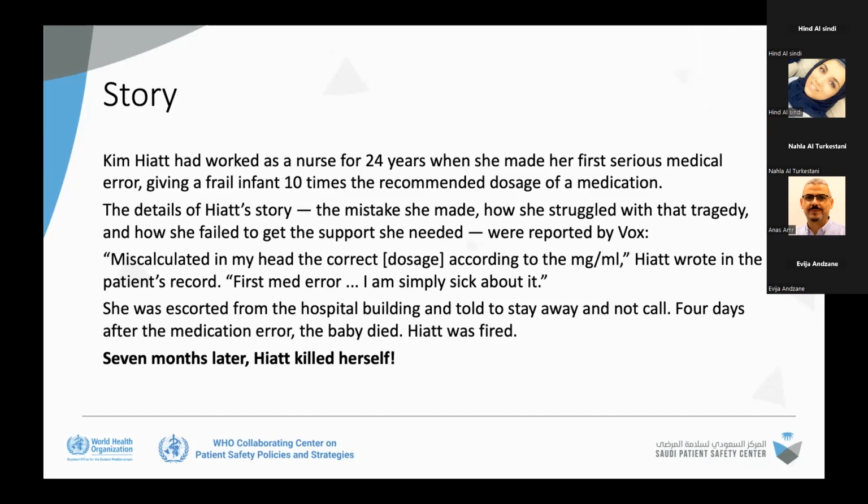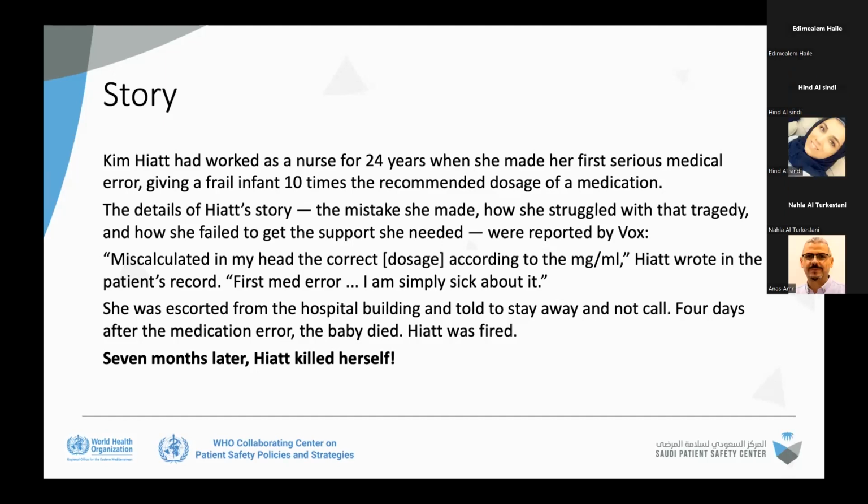She worked as a nurse for 24 years when she made her first serious medical error, giving a frail infant 10 times the recommended dosage of medication. The details of Hayat's story, the mistake she made, how she struggled with that tragedy, and how she failed to get the support she needed, were reported by Vox. She miscalculated in her head the correct dosage according to the milligram to milliliter. Hayat wrote in the patient record, first medical error, I am simply sick about it. She's not happy that this medical error was done by her.